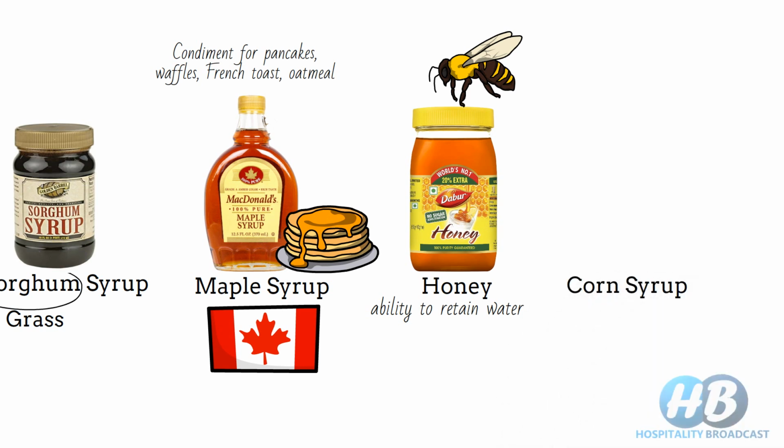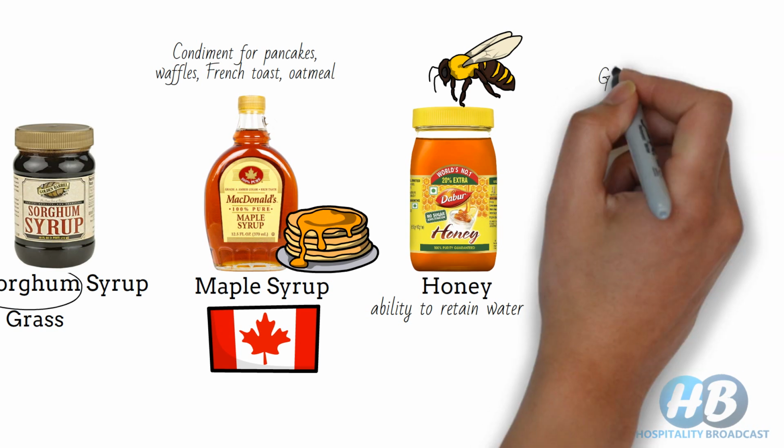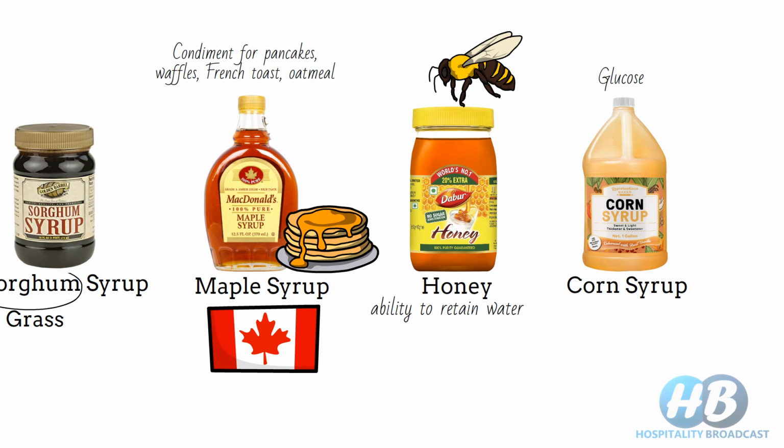Corn syrup. Corn syrup is made from the starch of corn and mainly consists of glucose. It is mainly used in the commercial production of foodstuffs. Glucose powder is also sold in the market by the name of dextrose as an alternative to regular sugar.